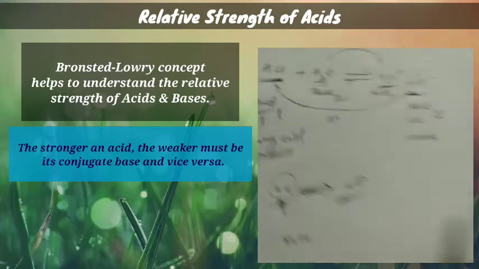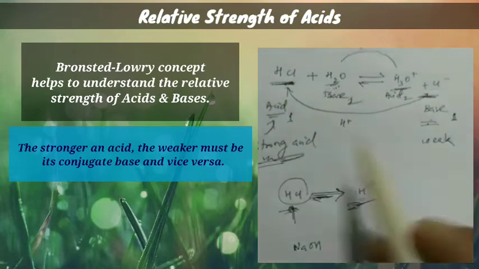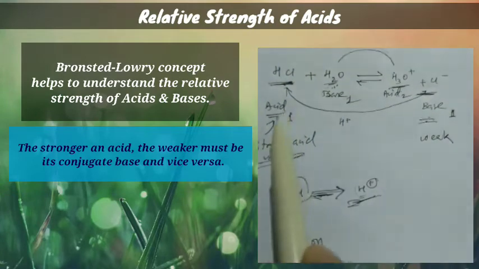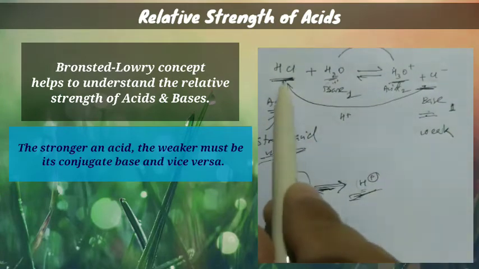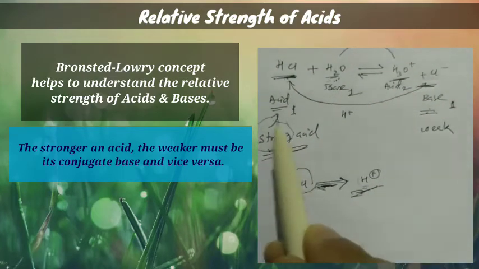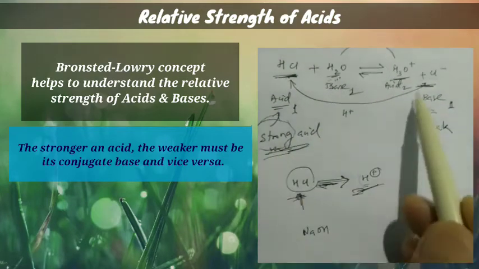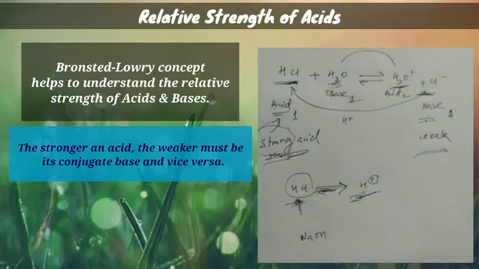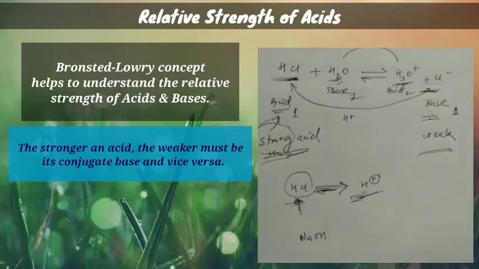The point is that in case of a conjugate pair, if one of them is strong, then the other will be weak, clear. So this is the main concept.